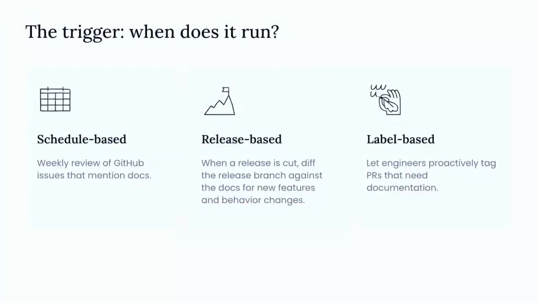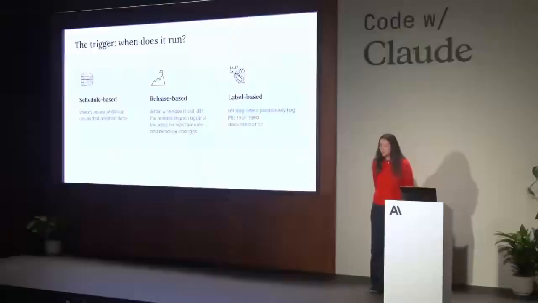So the first one is the trigger. When should this event actually run? Inside of routines, there's basically two ways to do this. You can have things kick off on a schedule, on a time-based trigger. For that earlier example I showed you, this is how we do a weekly review of differences between our source code for Claude Code as well as our documentation repo. You can also have routines kick off on an event-based cadence.